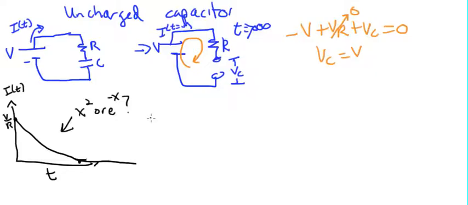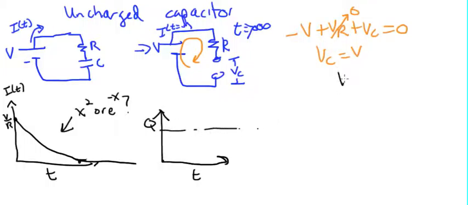So this is the current, and we could also sketch the charge on the capacitor as a function of time. So this will be time, this will be charge. It starts off uncharged, and then there's some infinite value over here. So V sub C equals V, or Q over C equals V, Q equals CV.